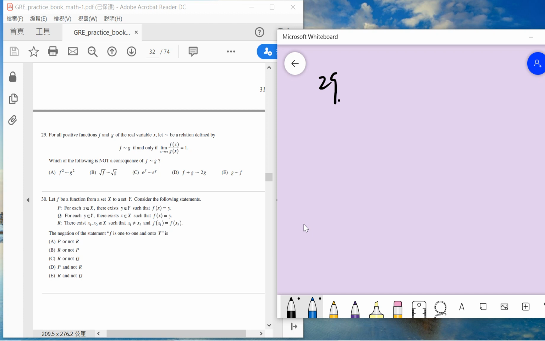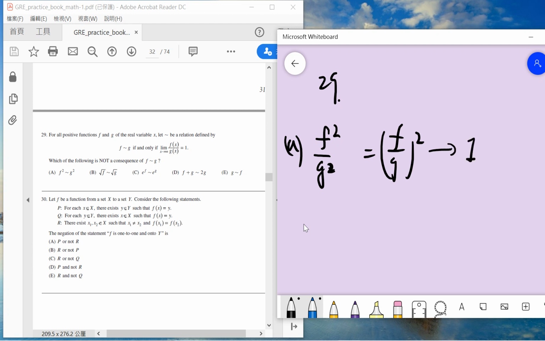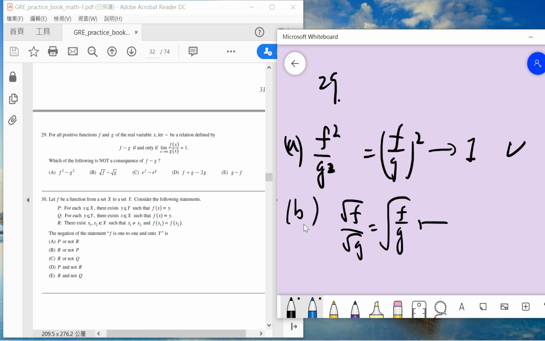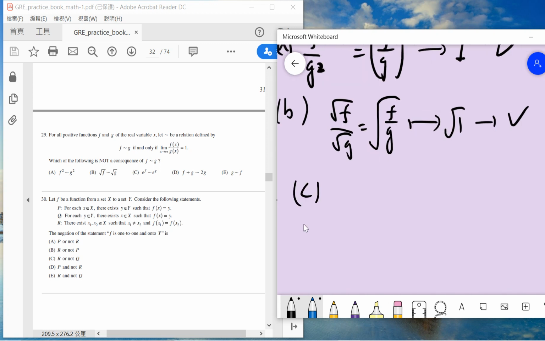Okay, so f is the same as g if the limit of f divided by g is 1. It asks which is not a consequence. So basically, this just asks about the standard limit. For choice A, it is f squared over g squared. If you take the limit on both sides, this goes to 1. So this is correct. For B, it is the same because f and g are positive. So this is the square root of 1, which is 1. This is just continuity, and the limit can be exchanged.